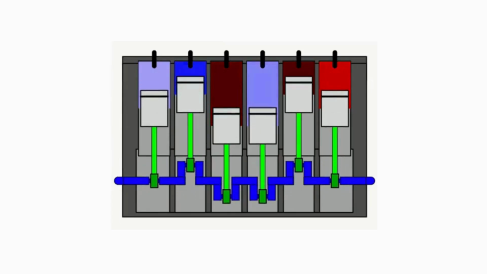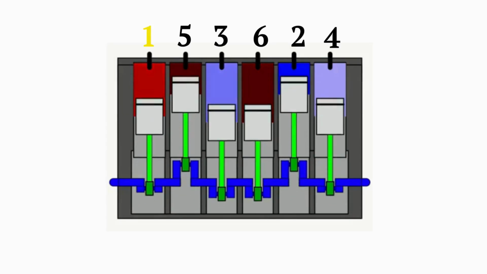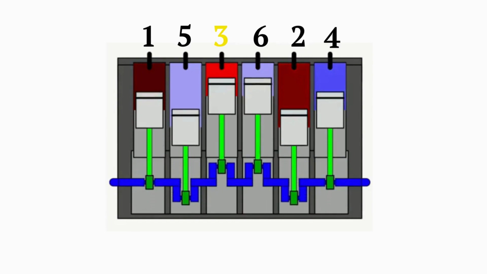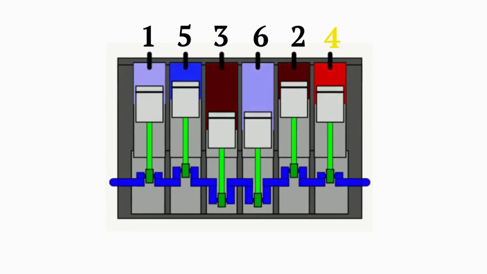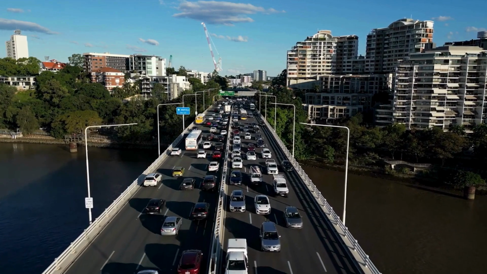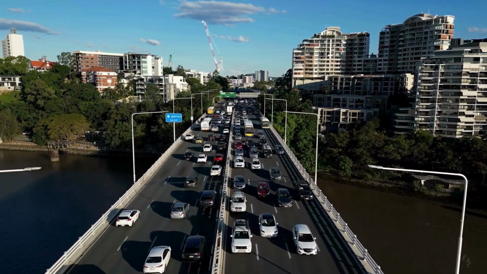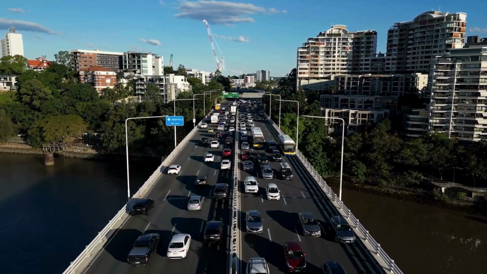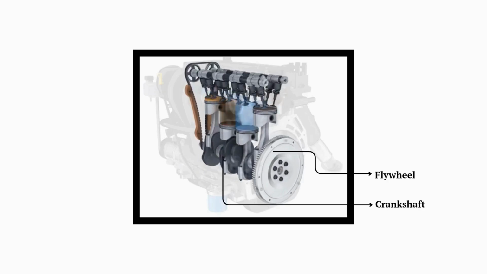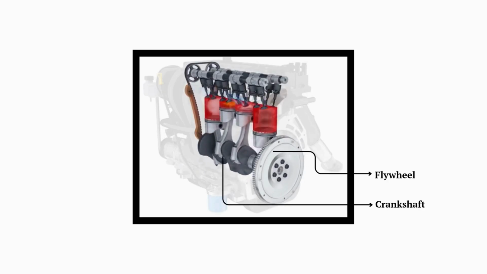For inline 6-cylinder engines, a common firing order is 1-5-3-6-2-4. By arranging the firing order correctly, engineers ensure that the engine operates smoothly and efficiently. Once the pistons generate power and the crankshaft rotates, that rotational motion must reach the wheels to move the vehicle. The crankshaft is connected to a flywheel, which smooths out the power delivery and stores rotational energy.